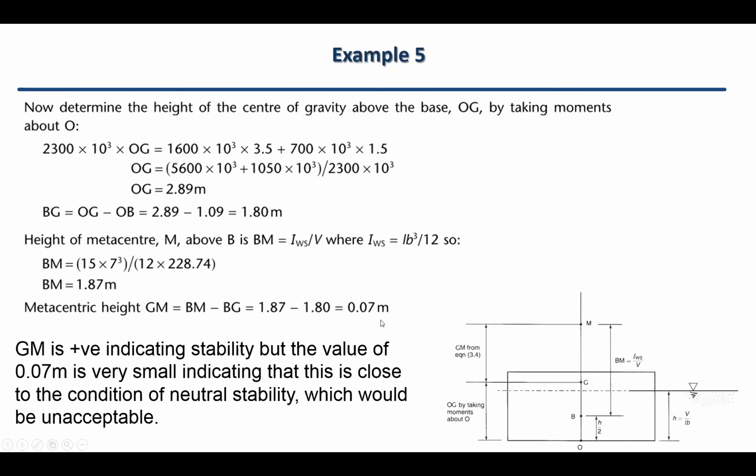This figure is really close to zero because the value is very small. We're going to say this is close to the condition of neutral stability, which could be unacceptable. So you're not going to accept this one. For safety reasons, you need a much larger value, like the previous example, at least more than 1 meter. Bear in mind this is very important as well.